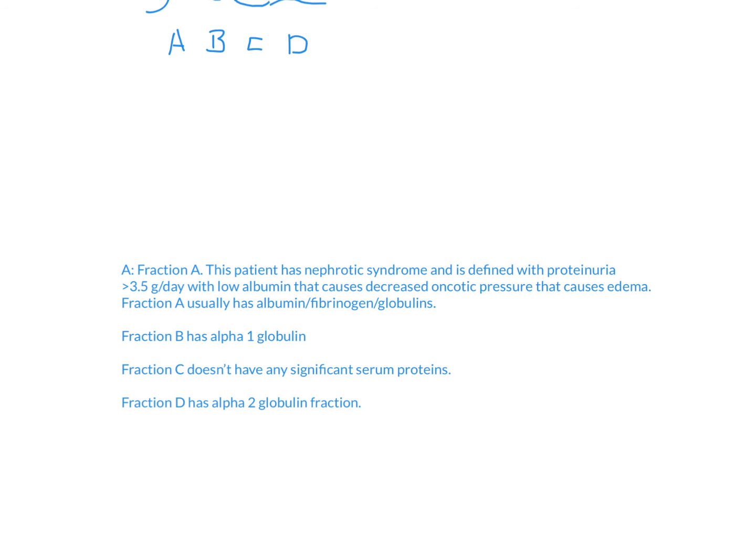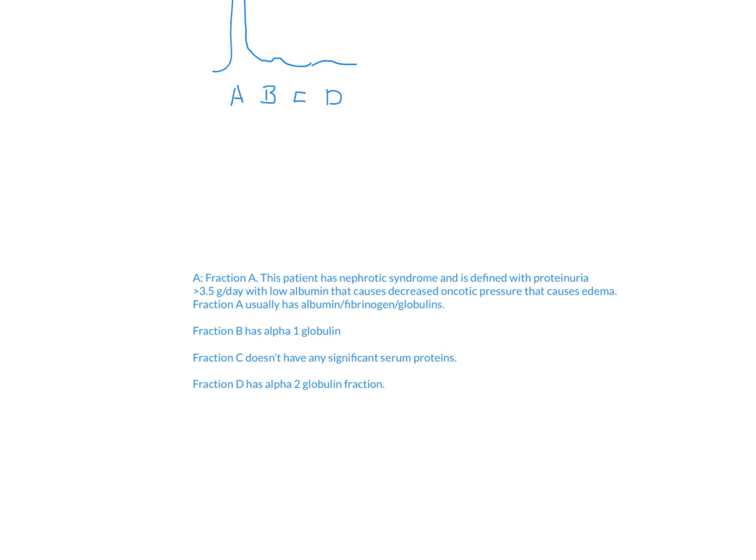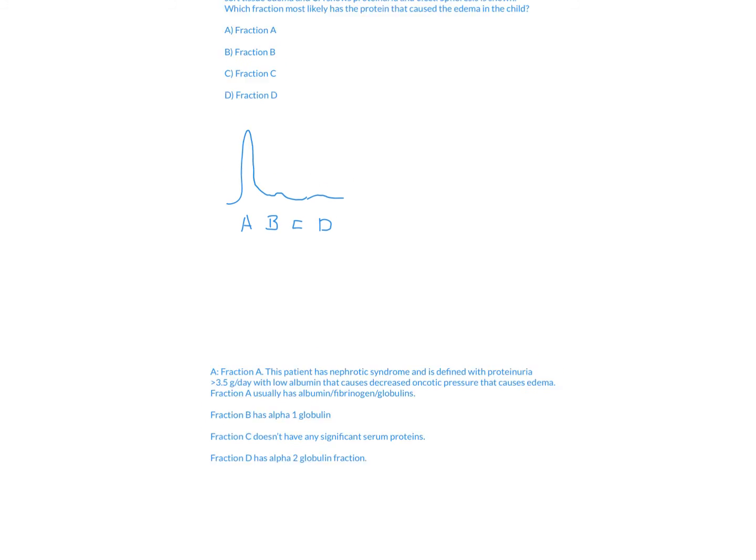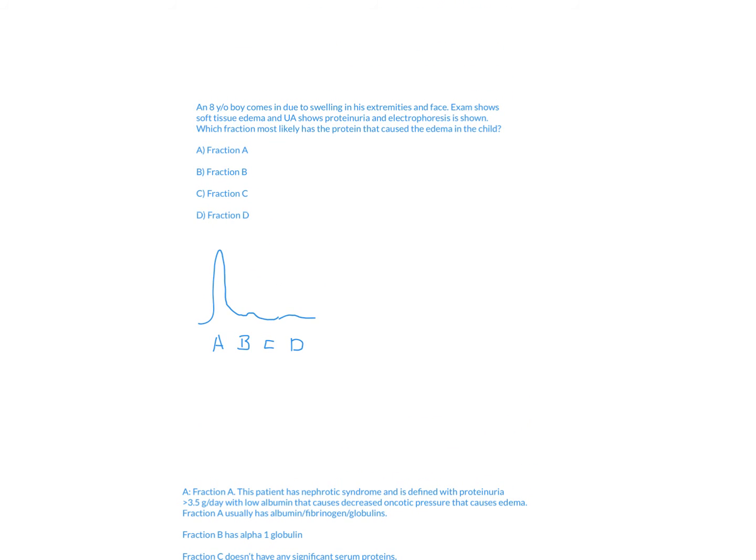So for fraction A, since this is a normal person's electrophoresis, you're going to have a spike here in A versus the patient with nephrotic syndrome, who would have an absence of this spike, because fraction A usually has albumin, fibrinogen, and globulins. Now, for this patient, if they don't have albumin, then this fraction A is going to be decreased. So this question was essentially asking what is different between this patient and a normal patient. And so that's going to be fraction A.